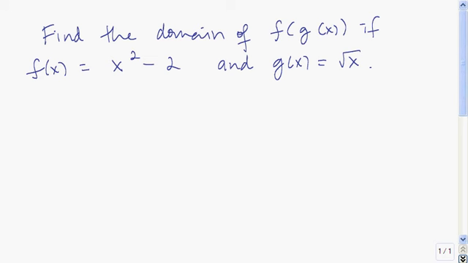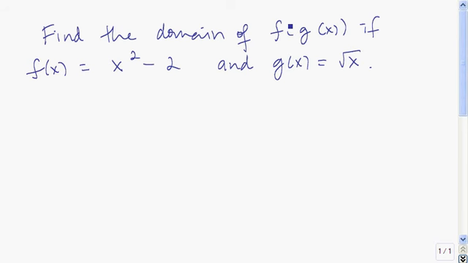All right, in this video, I'm going to show you how to find the domain of a composite function f of g of x. So in this case, let f of x equal x squared minus 2 and g of x equal square root of x. I want to find the domain of f of g of x.